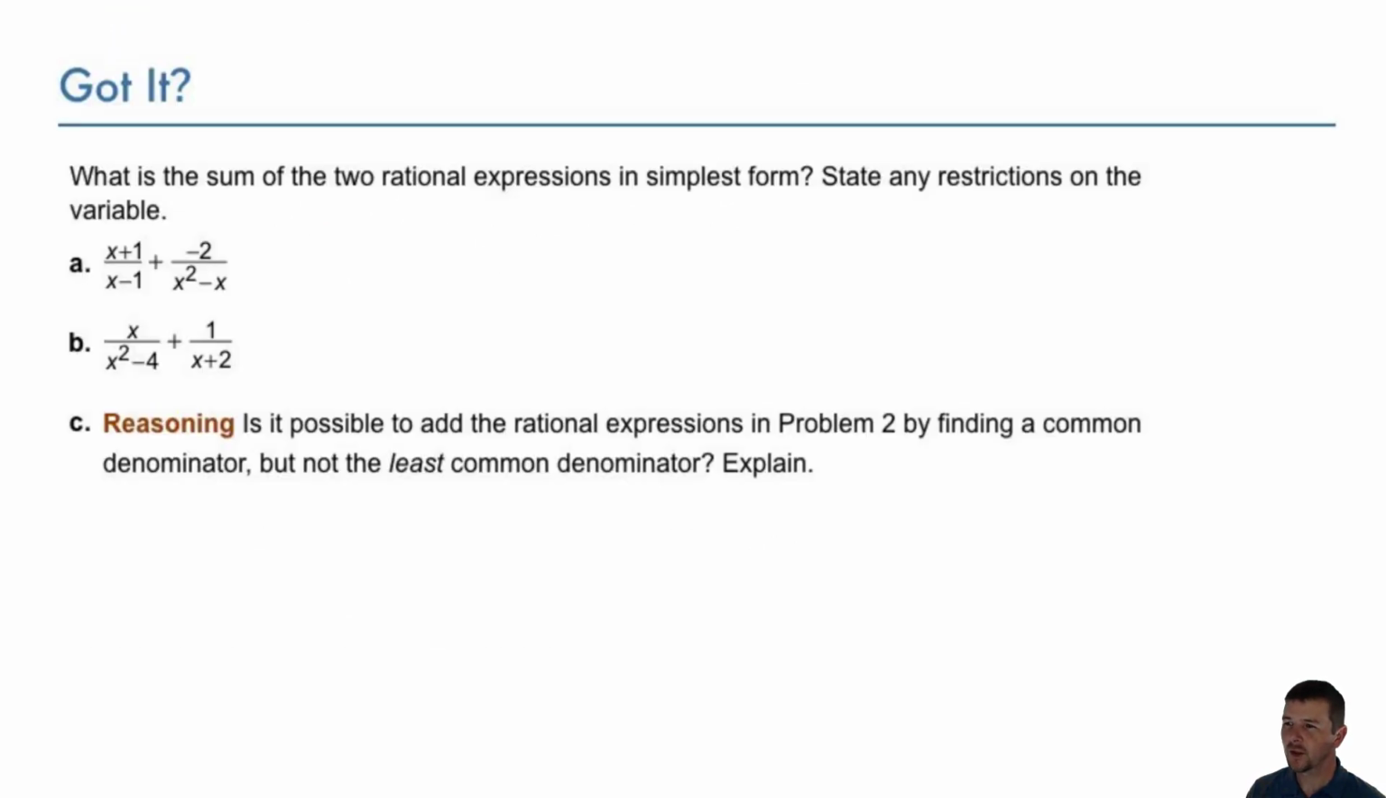Your turn. What is the sum of the two rational expressions in simplest form? State any restrictions on the variable. Part A, x plus 1 over x minus 1 plus negative 2 over x squared minus x. Part B, x over x squared minus 4 plus 1 over x plus 2. And part C, a reasoning item. Is it possible to add the rational expressions in problem 2 by finding a common denominator, but not the least common denominator? Explain.